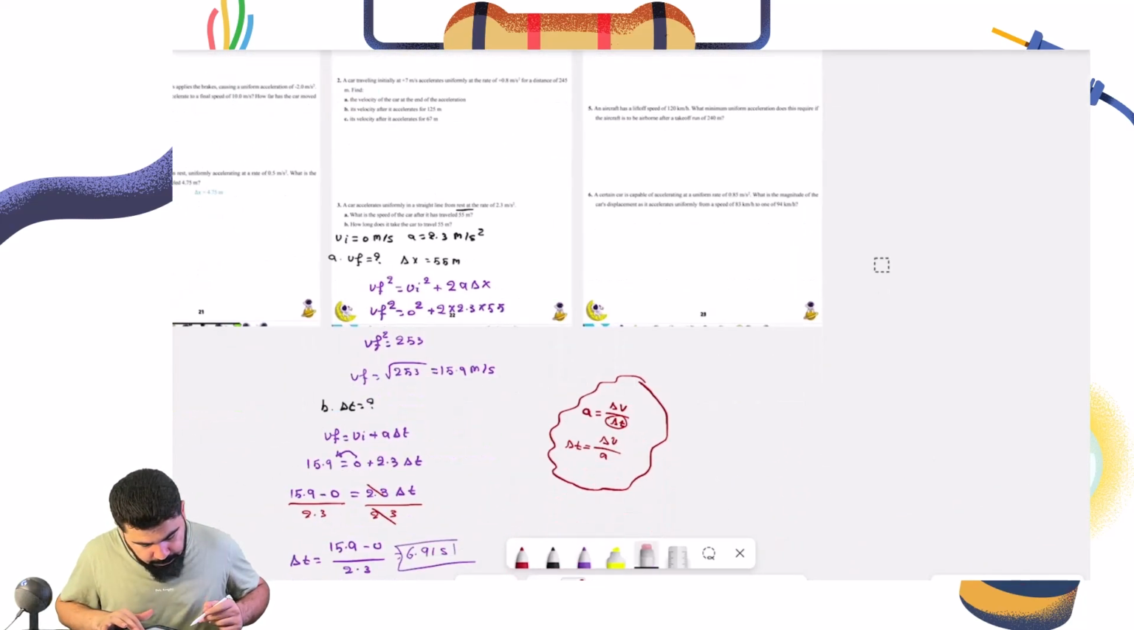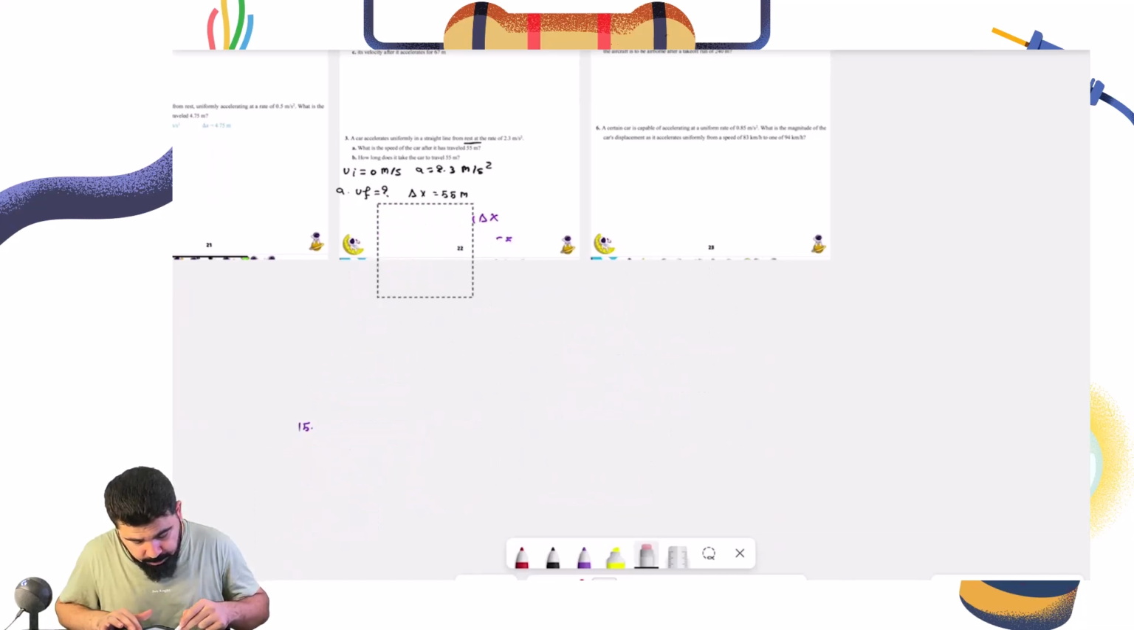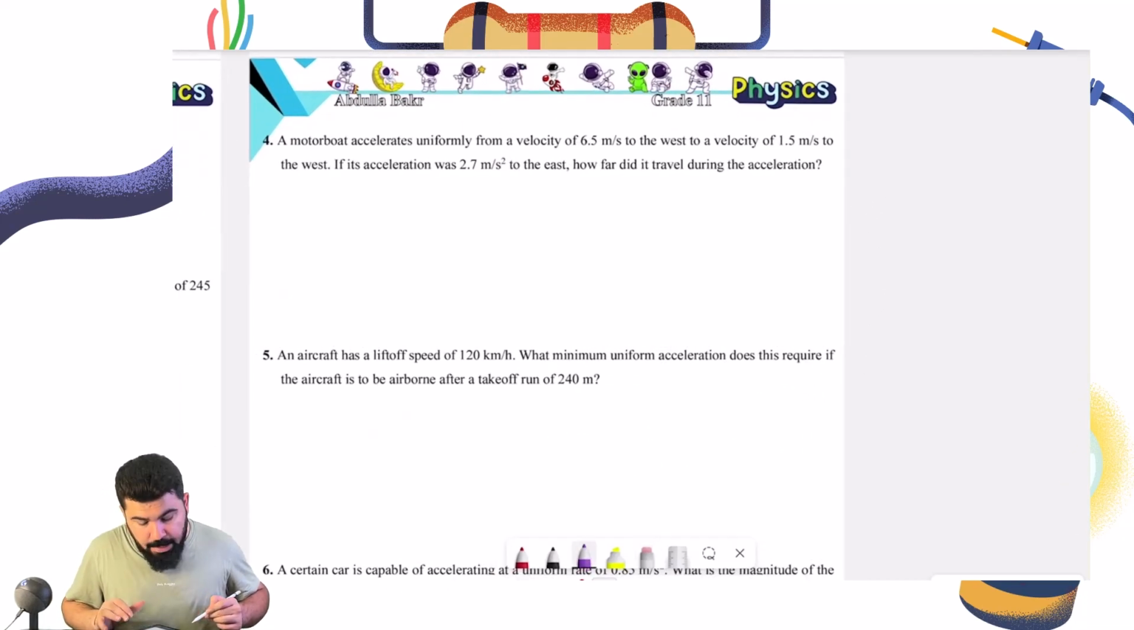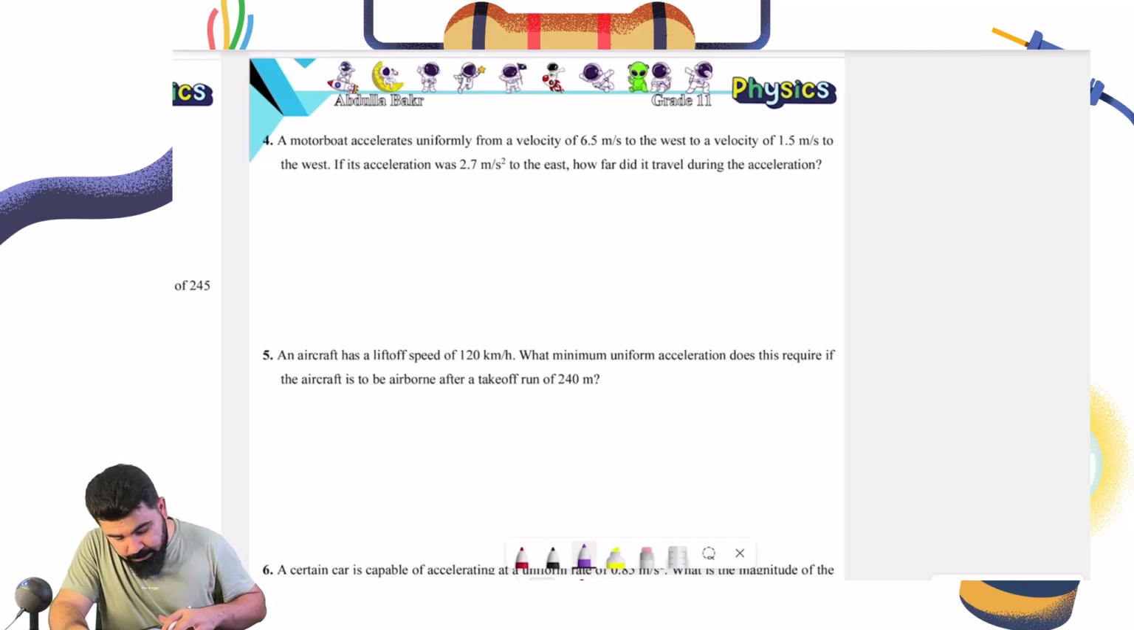Question 4 is going to be the last question you solve. Questions 5 and 6 are going to be for you. It says, a motorboat accelerates uniformly from a velocity of 6.5 meters per second to the west to a velocity of 1.5 meters per second to the west.